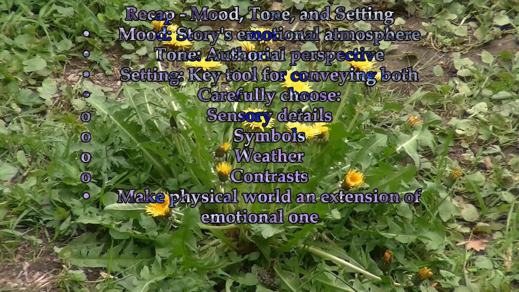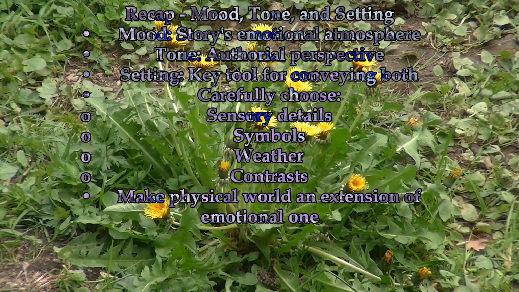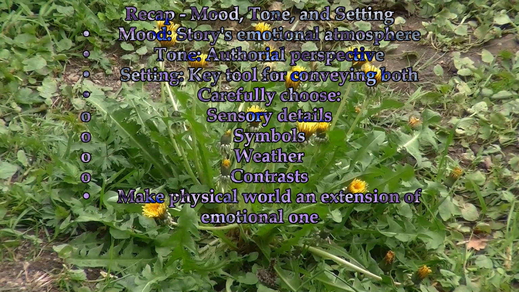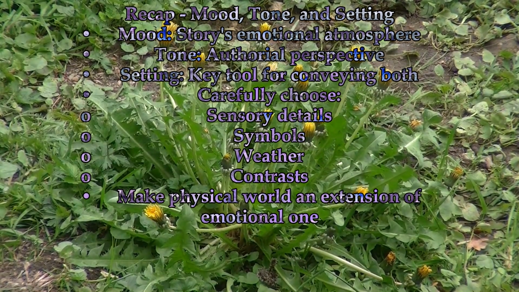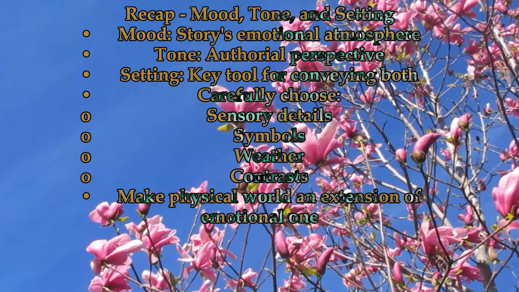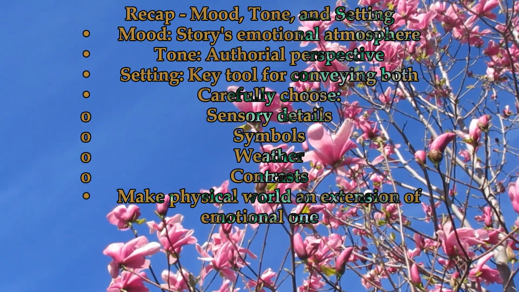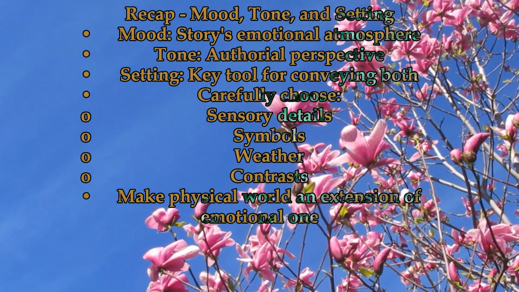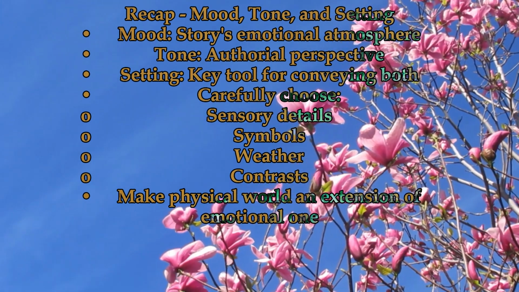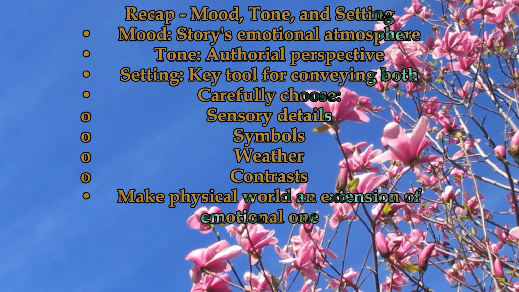So, let's recap. Mood is your story's emotional atmosphere. Tone is your authorial perspective. And setting is a key tool for conveying both. By carefully choosing sensory details, symbols, weather, and contrasts, you can make your story's physical world an extension of its emotional one.